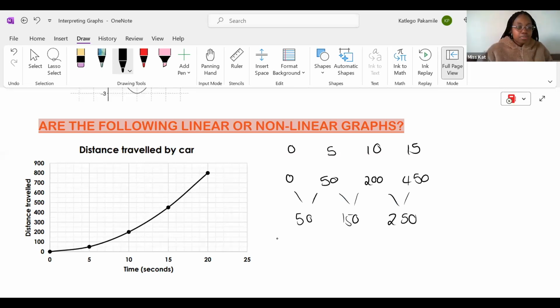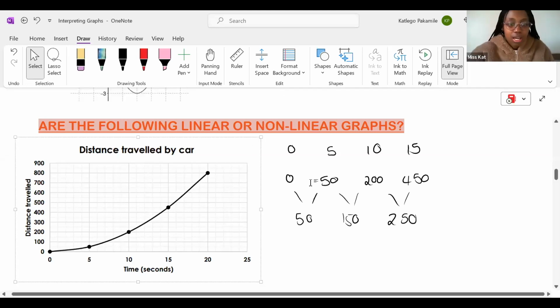Now, is this a constant difference, guys? Remember, constant difference means you add the same thing every time. Are we adding the same thing? No. First, we added 50, and then we added 150, and then we added 250. See, it's going up exponentially. It's going up more than constantly. It's not constant at all. So that means this cannot be a linear graph. So you can check in both ways for yourself. Okay. So therefore, what is our conclusion? This would be non-linear.